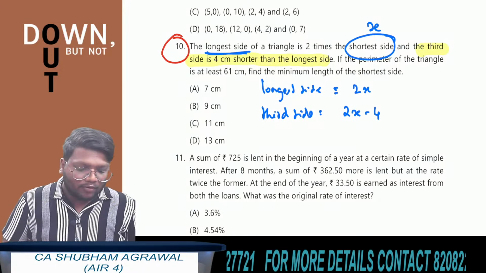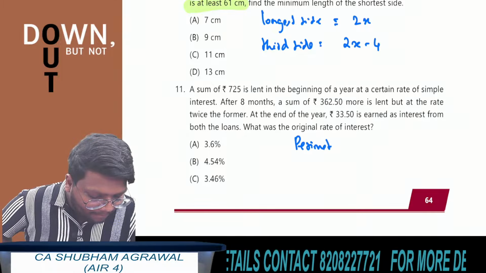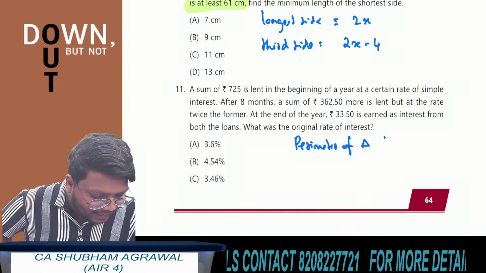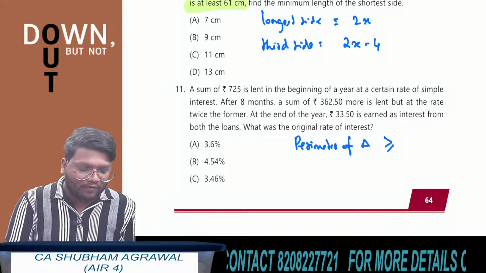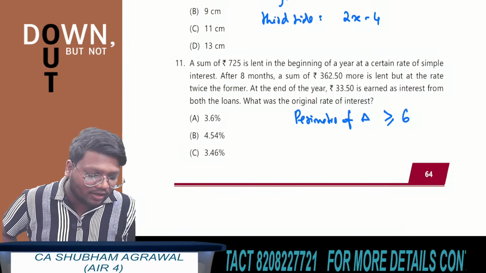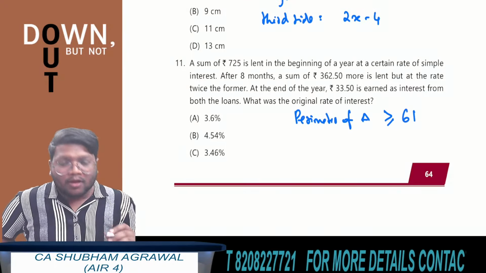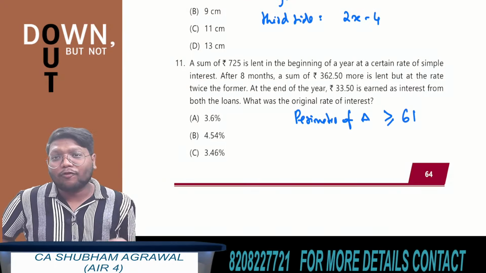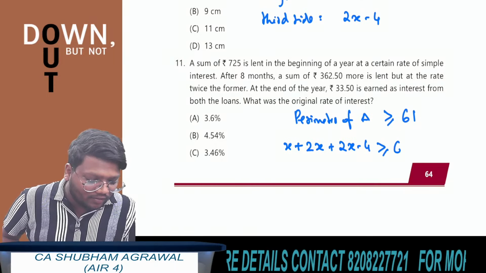And they have given one more thing in question, that perimeter of the triangle is at least 61 centimeter. So perimeter of triangle is greater than or equals to 61 centimeters. What is the formula to find perimeter of triangle? Sum of length of all the sides. So here length of shortest side is x, length of longest side is 2x, and length of the third side is 2x minus 4. x plus 2x plus 2x minus 4 is greater than or equals to 61.